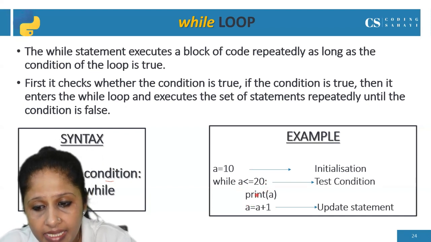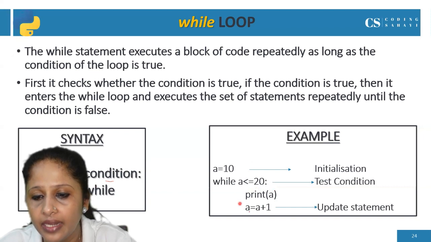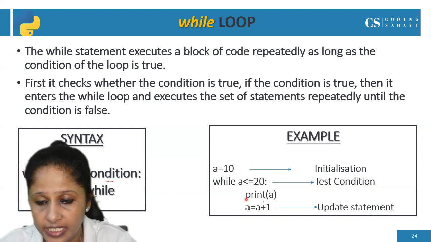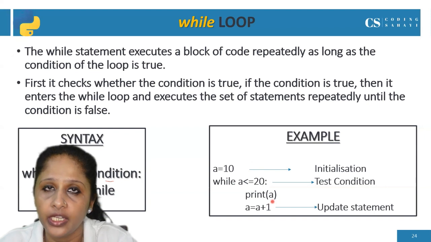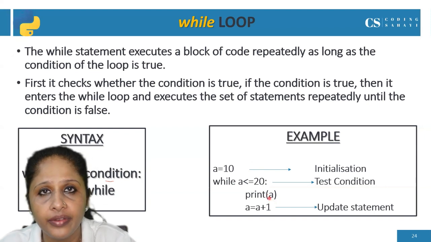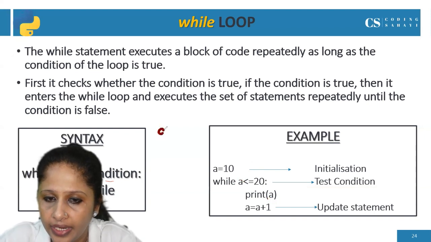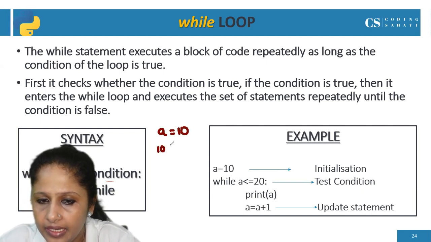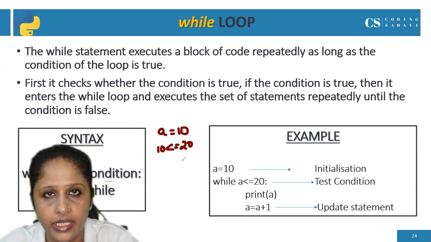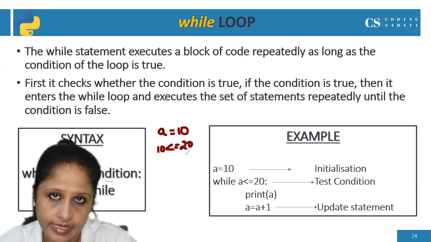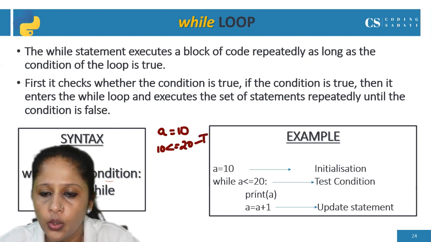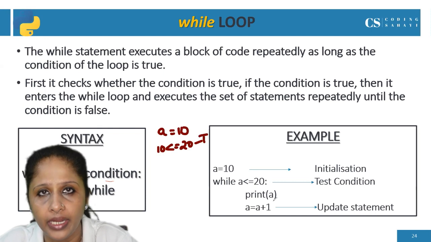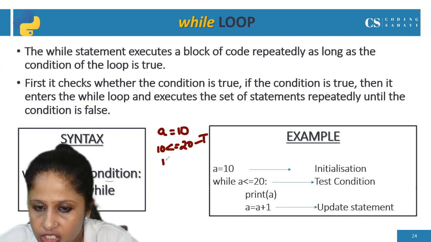So if it is satisfied, there are two statements under while that should be executed. That is print a. The value of a should be printed. What is the value of a? See, the initial value of a is 10. Then it is checking whether 10 is less than or equal to 20. Is it satisfied? Yes, it is true. So it prints the value of a. That means it prints 10.